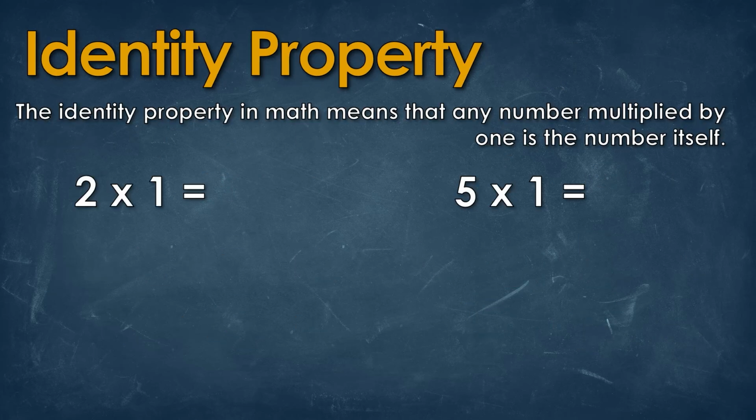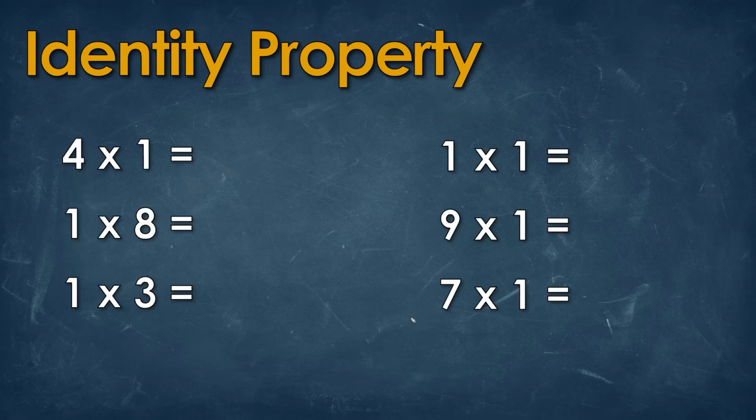And lastly, we're going to take a look at the identity property, which just means any number that we multiply by 1 is just the value that we see next to it. So 2 times 1 will always be 2. We don't really look at the 1, we just look at the other value that we have here. So 5 times 1 is equal to 5.